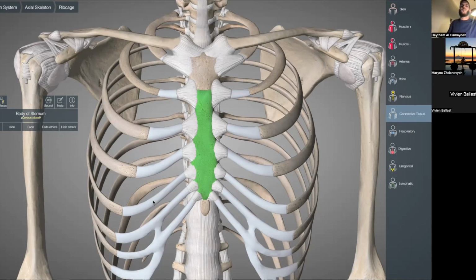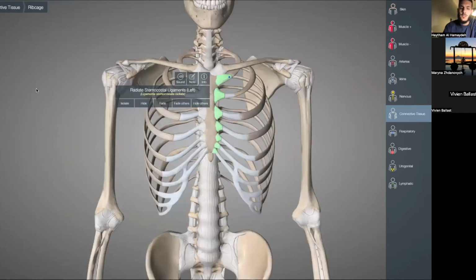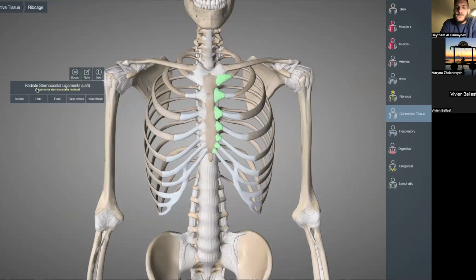Ribs are flat bones. Ribs form the major part of the thoracic cage, and they articulate with the sternum via costal cartilage anteriorly and posteriorly with the vertebral column, with the thoracic vertebrae. There are 12 pairs of ribs, which is in total 24 ribs. They're divided into 3 groups.